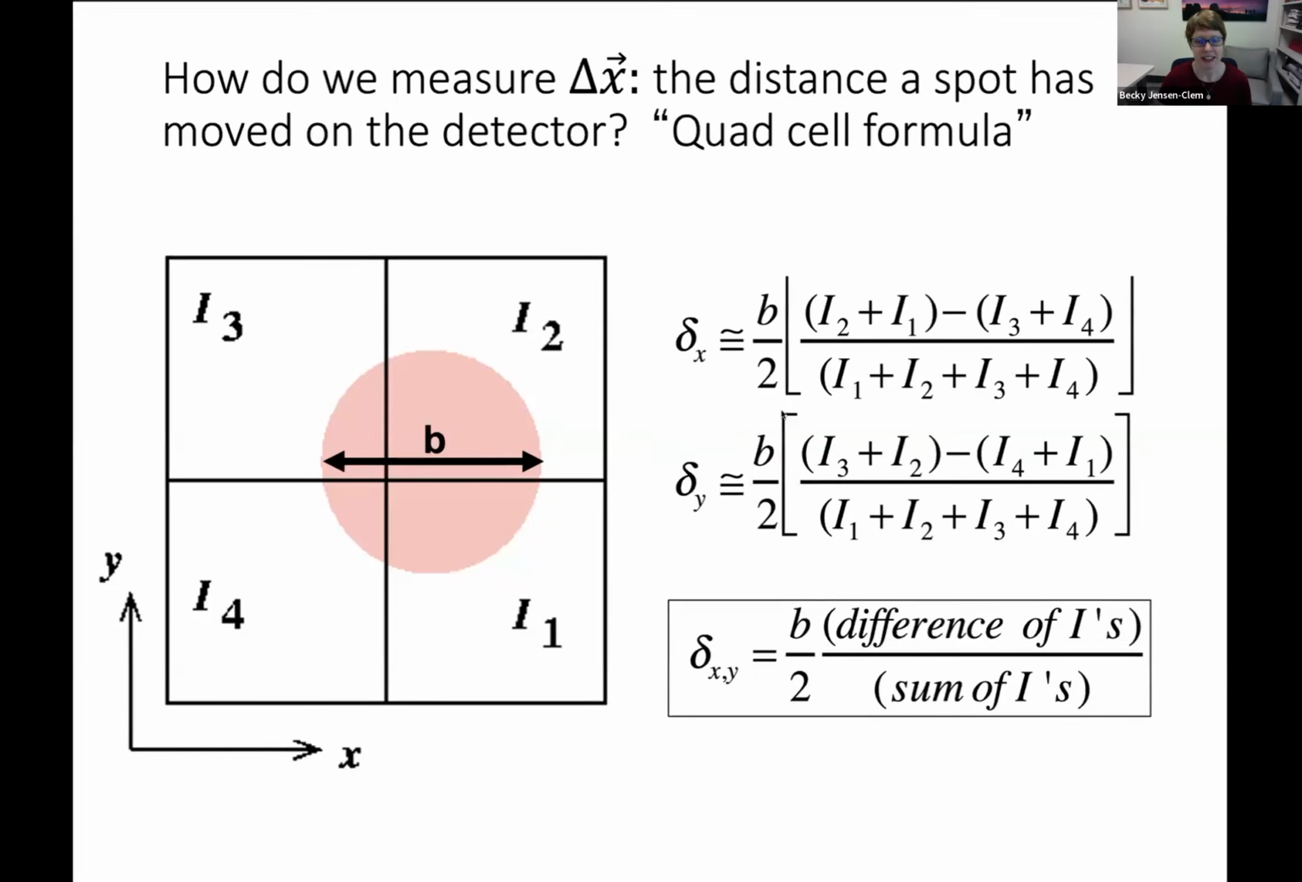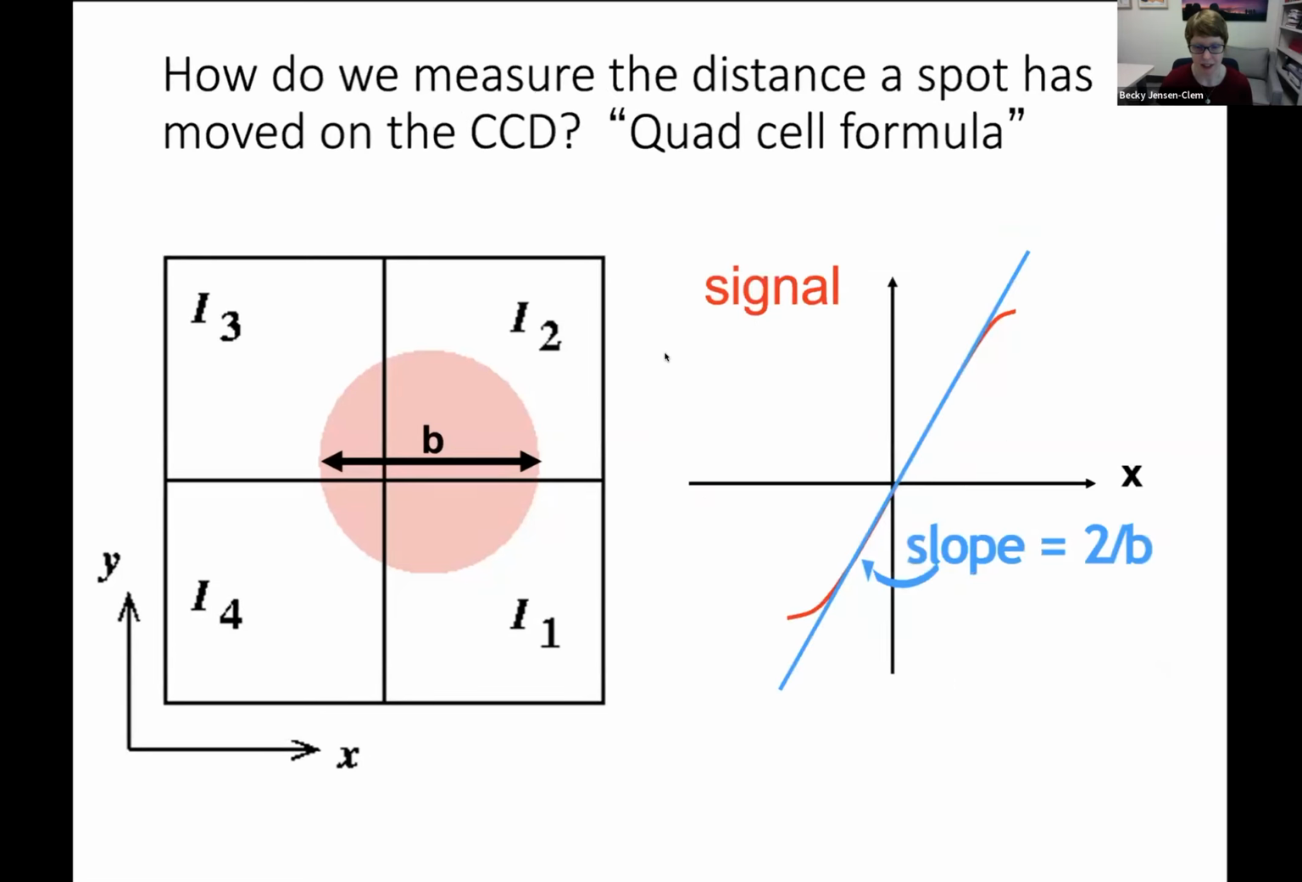And we can then say our signal in x is just going to be this weighted intensity difference here. If we call that value our signal, we can then plot that signal versus the spot displacement in the x, or horizontal, direction. And that's what we're seeing in this figure. We would see that our signal has some slope here, given by 2 over b, the size of the spot.